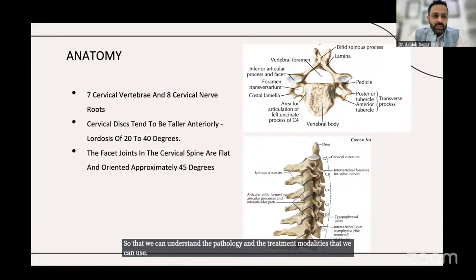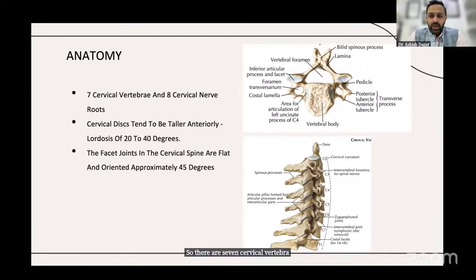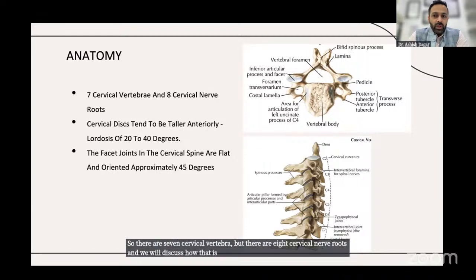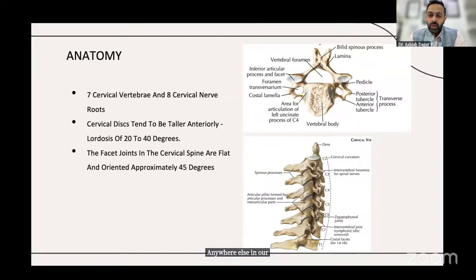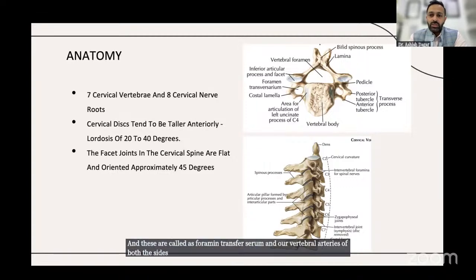There are 7 cervical vertebrae, but there are 8 cervical nerve roots, and we will discuss how that is. A typical cervical vertebra has different structures. In the front there is the vertebral body, and lateral to it there are 2 special processes which contain the vertebral artery, and this is a unique feature of the cervical spine. We do not get this process and foramen anywhere else in our spine, particularly in the thoracic and lumbar spine. These are called the foramen transversarium, and the vertebral arteries of both sides travel through these.